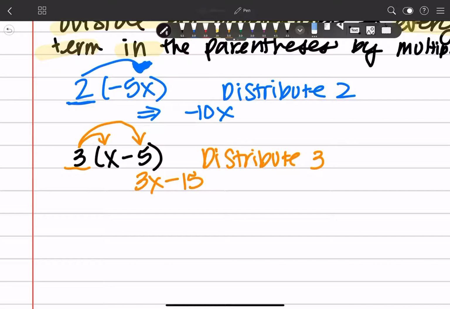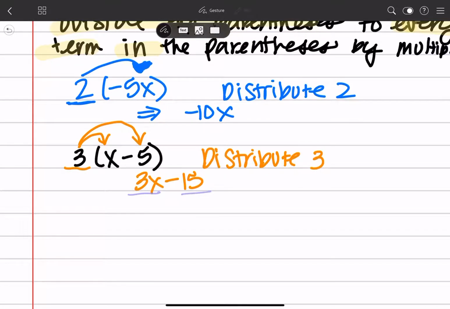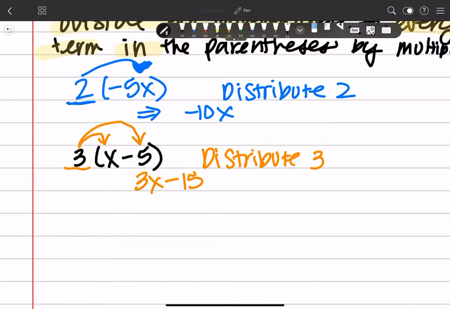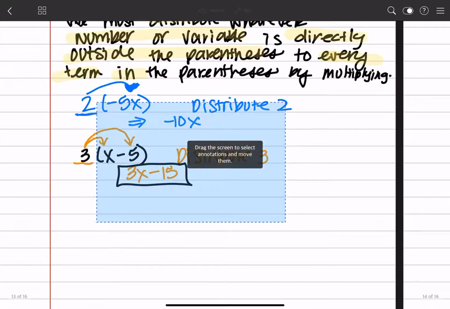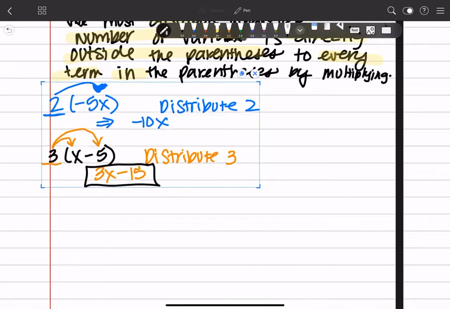You'll recall from yesterday, these two are not like terms. This one has your variable, this one does not, which means this would be your final answer. You're done. That's how easy distribution can be. And remember, I want you to share the love with all of this. So what's really happening is, think about it this way.